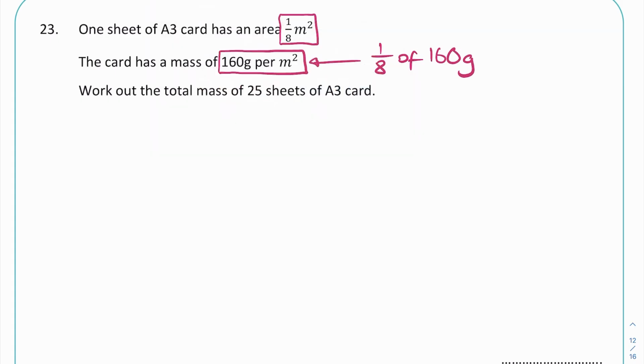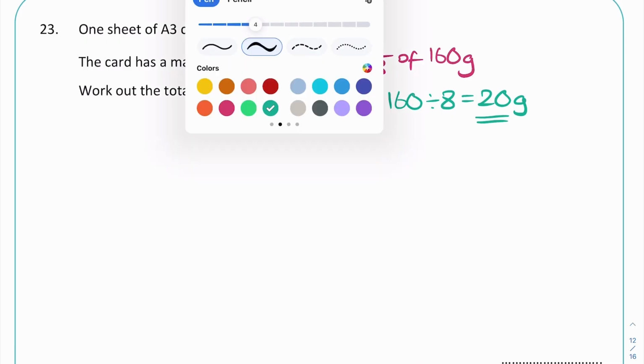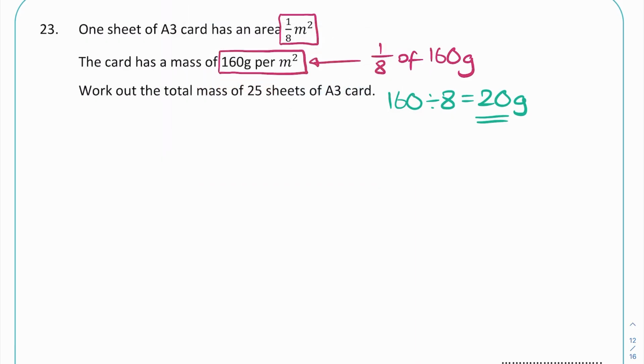To do that, we divide by 8. So 160 divided by 8 is 20 grams. So one sheet has a weight of 20 grams. That's per sheet, obviously that's 1/8 of the metre squared. Every card is 1/8 of a metre squared, so one sheet of A3 card has a mass of 20 grams. So where it says work out the total mass of 25 sheets, well, we just need to do 25 sheets multiplied by 20 grams. That's nice and easy for you to do. You can obviously do some column multiplication if you want for that.